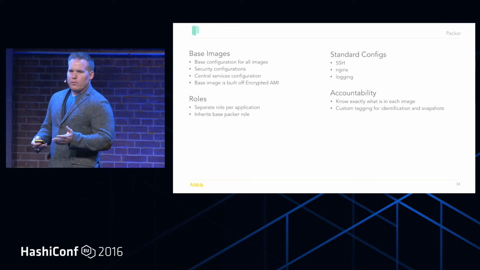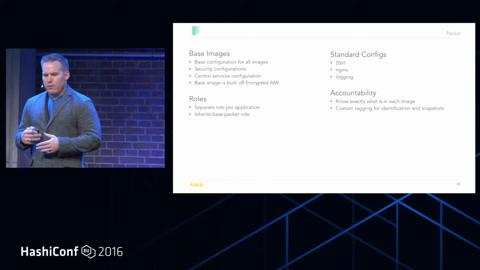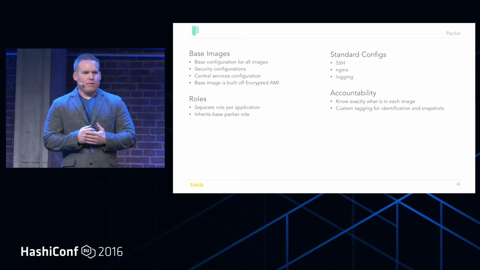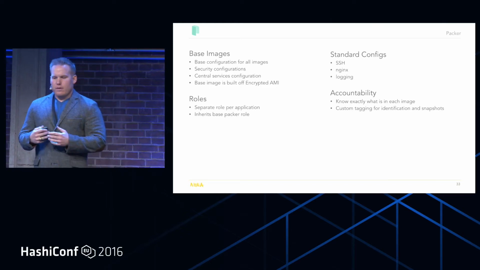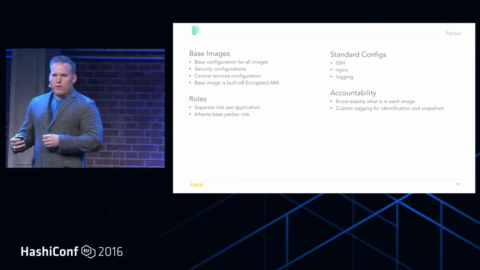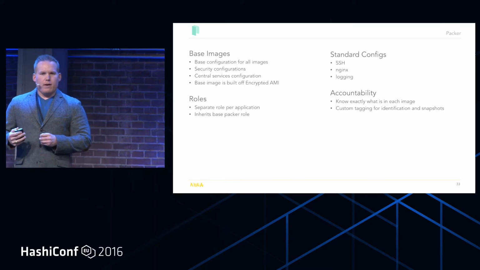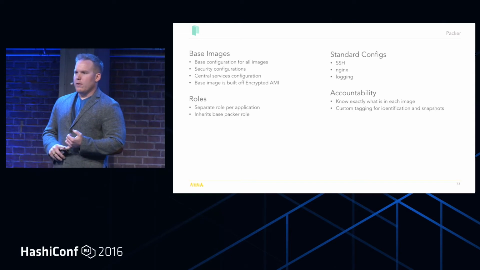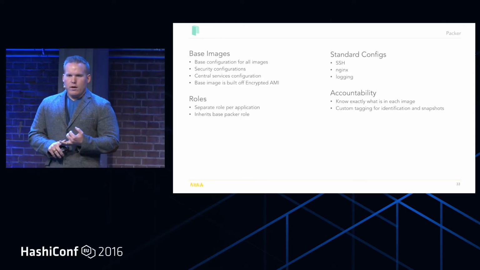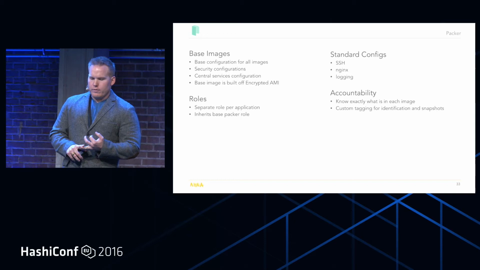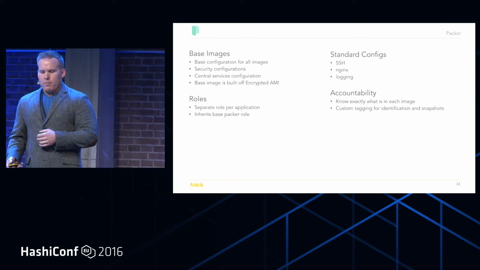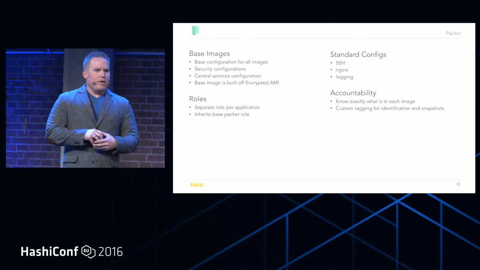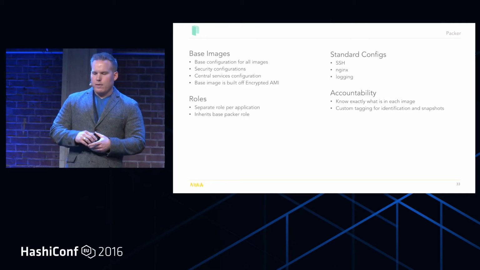We're very similar to a lot of people here. We pack all of our base images. So we have a base configuration that all of our images inherit off of. It's really important that we have this base image well-defined from our security concerns and central services. So by default, you're going to have things like logging to Splunk, access to certain servers, everything. We split it out by roles. So we have a base image, and then every application gets a role which inherits from that base image.